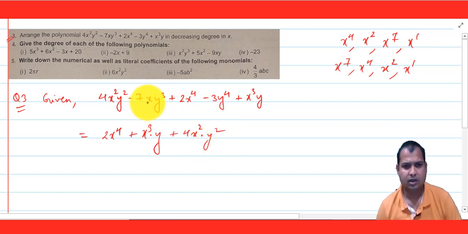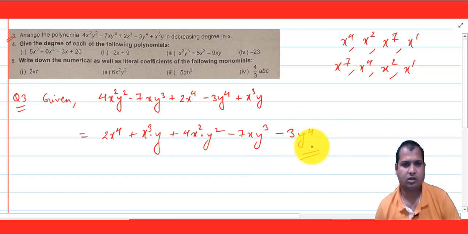Then we'll write minus 7x into y to the power 3, then we'll copy this 3y to the power 4. So we got this in decreasing degree in x.